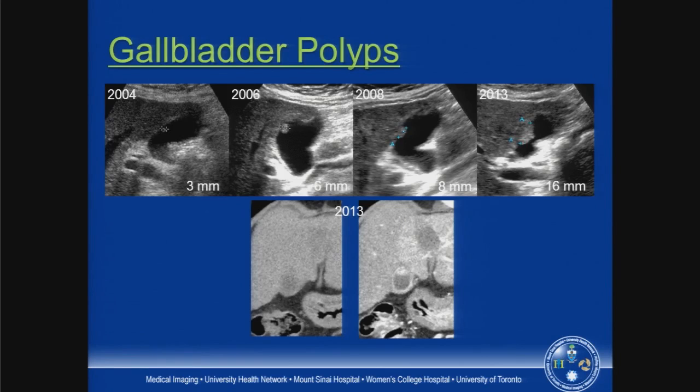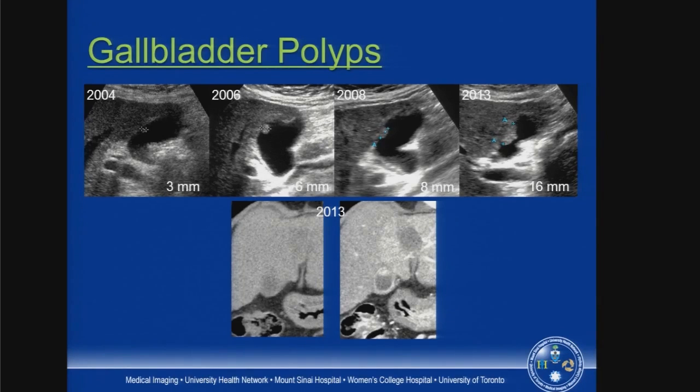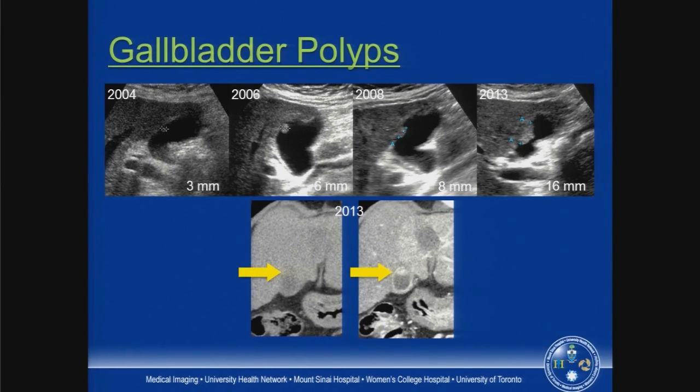But we've watched this polyp grow, and this patient has also had multiphasic CT scans for their liver, and we can see that this polyp is enhancing. So it begs the question, at what point should we start getting concerned about this polyp, if at all?